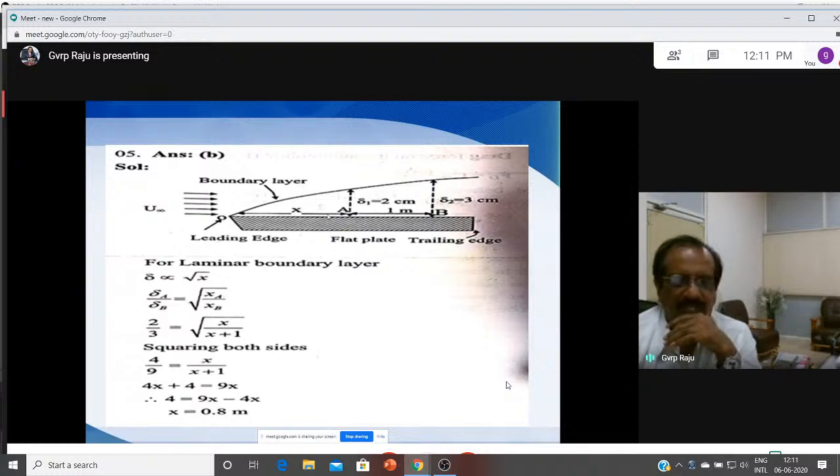So that's why xa is x, xb is x plus 1. So x by x plus 1, and delta A by delta B is given as 2 by 3. This is 2 and this is 3. Simple example, with simple mathematics we can find the value of x here. 2 by 3 is equal to square root of x by x plus 1. So find x here, which is 0.8 meters. The only thing required is to know that delta is proportional to square root x. That is the only thing.